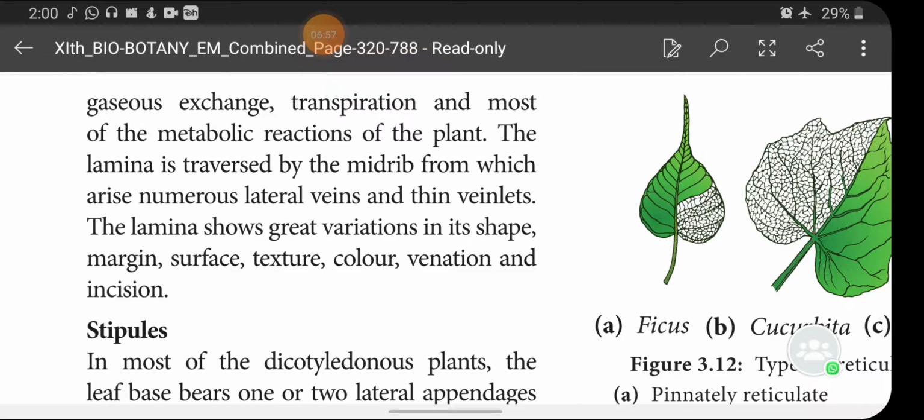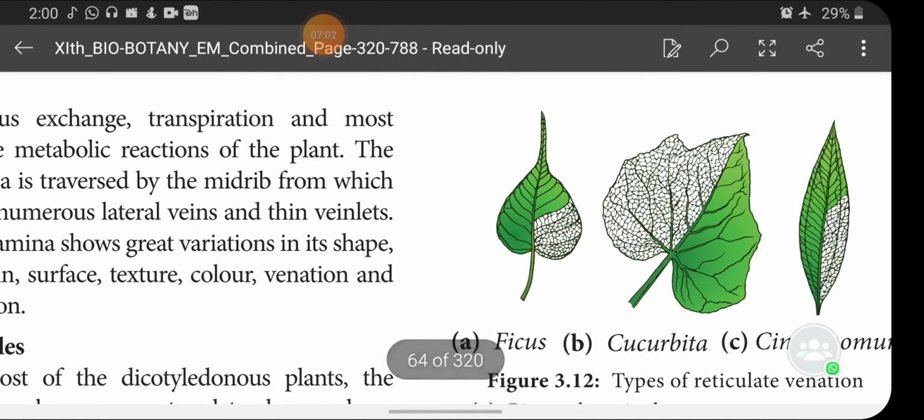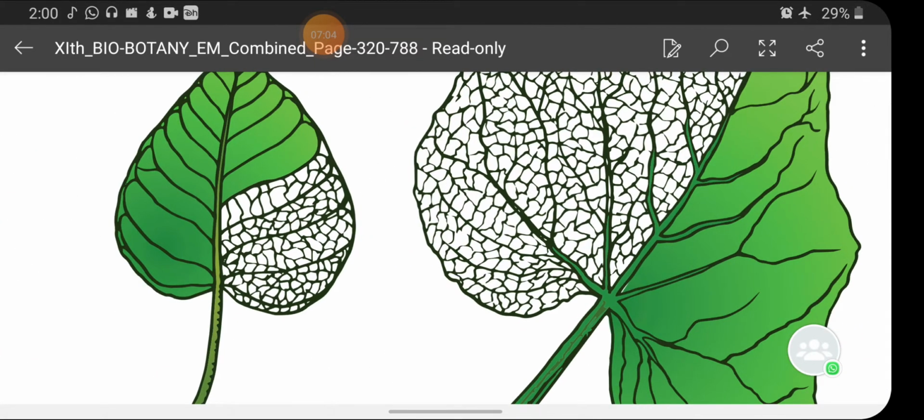Okay. The lamina is traversed by the midrib. You know very well what is midrib. You see, children, in this, the center one is going, that is called midrib. From the midrib, the veins originate laterally and further are divided into many branches and form a network structure. Actually, this is called venation and this kind of venation is called reticulate venation.